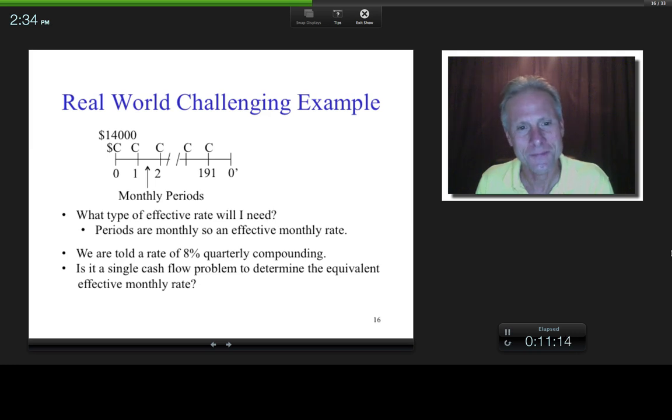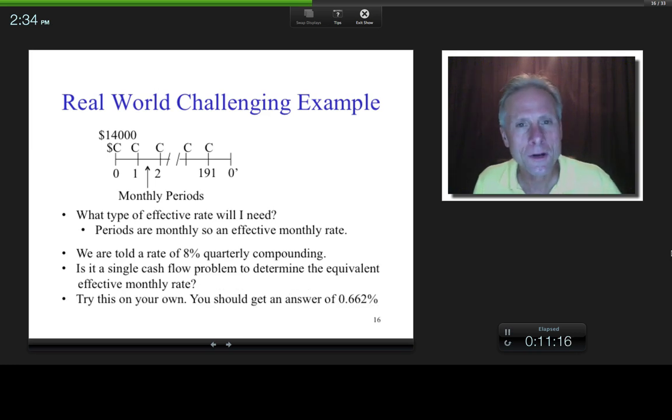It is, right? Now you should try that on your own and see if you can get that. It's single cash flow principles. I'll go ahead and do that, but if I were you, I'd pause it and see if you can get this on your own.